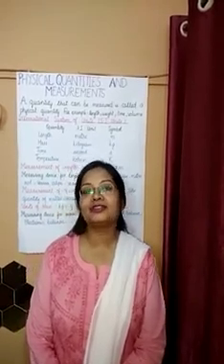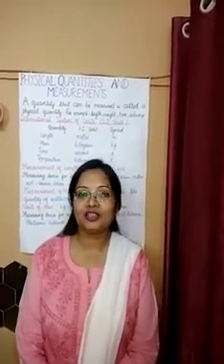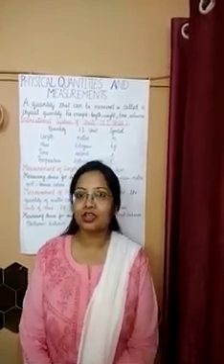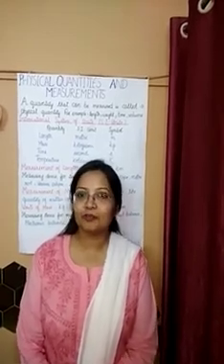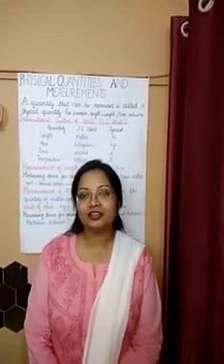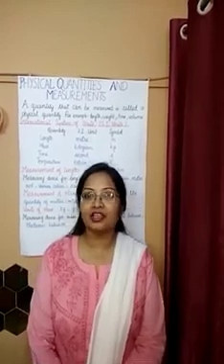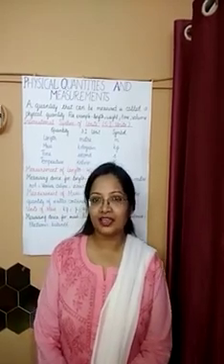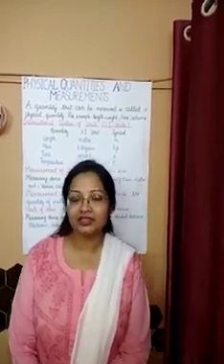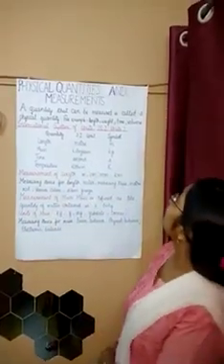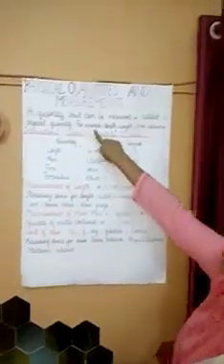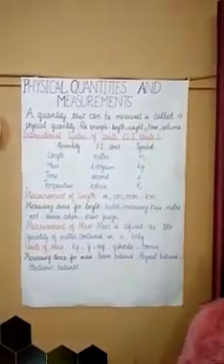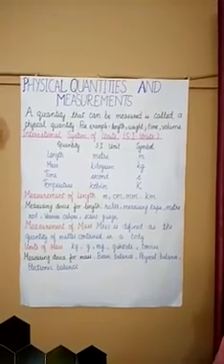Like a tailor uses a measuring tape if he wants to take a measurement of a person. A doctor uses a thermometer if he wants to check the temperature of a patient. And a fruit seller uses a weighing scale if he wants to weigh the fruits. So anything that can be measured, a quantity that can be measured, is called a physical quantity. For example, length, weight, time and volume. These are all physical quantities.